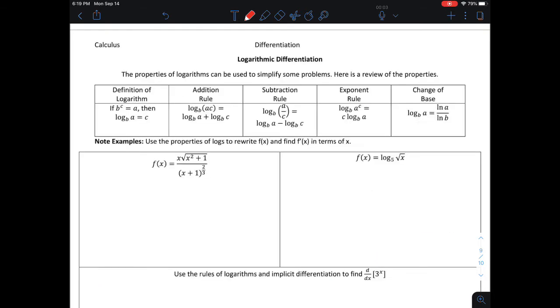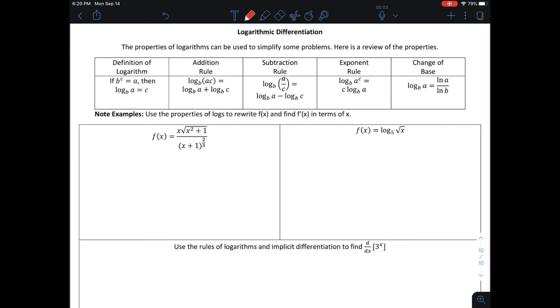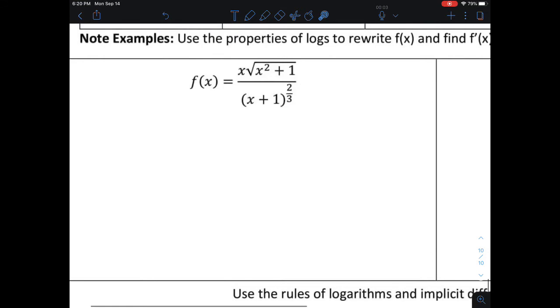Let's extend the technique that we have for the derivatives of logarithms, and let's look at some much more complicated problems, where we have some problems that don't even have logs, or some problems that have logs that are not natural logarithms, and how we can still find their derivatives. We can use the properties of logarithms, which I have shown here as a review in this table, to do very complex derivatives.